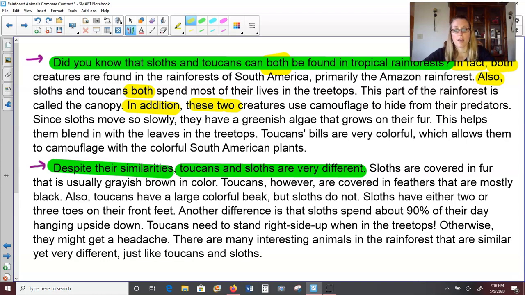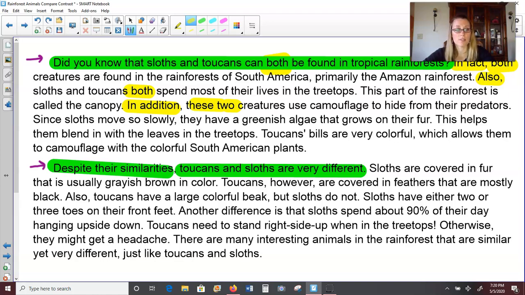Sloths are covered in fur that is usually grayish brown in color. Toucans, however, are covered in feathers that are mostly black. Also, toucans have a large, colorful beak, but sloths do not. Sloths have either 2 or 3 toes on their front feet. Another difference is that sloths spend about 90% of their day hanging upside down. Toucans need to stand right side up when in the treetops. Otherwise, they might get a headache. There are many interesting animals in the rainforest that are similar yet very different, just like toucans and sloths.